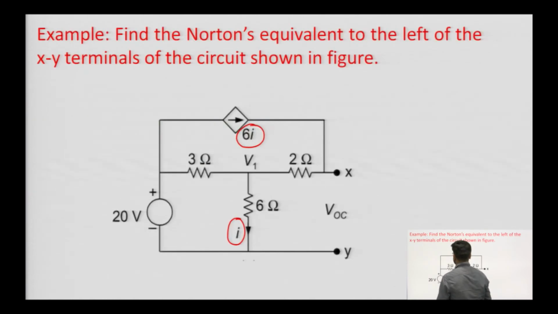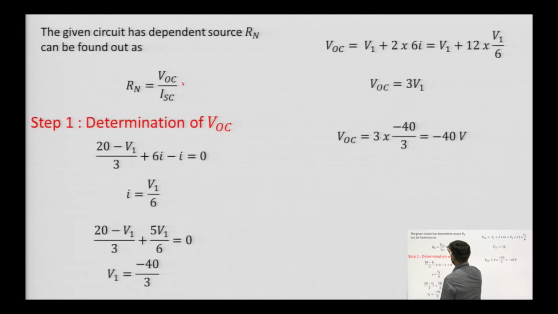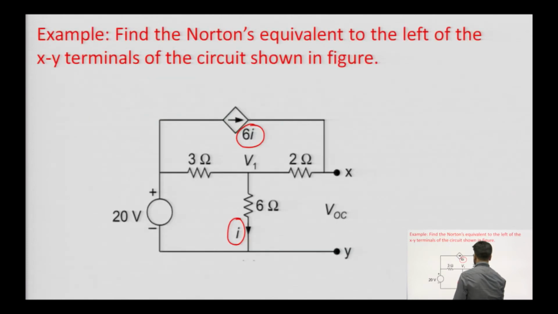So, again RN will be equal to Voc by Isc. First of all, we will find out Voc, the open circuit voltage. After that, we will find out Isc, which will be the short circuit current. Now, open circuit voltage find out करने के लिए we will open circuit this, it is already open, we have defined it here as Voc.